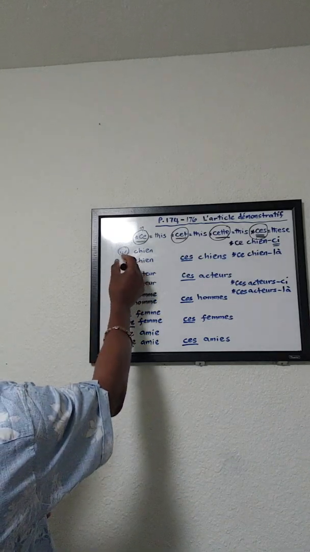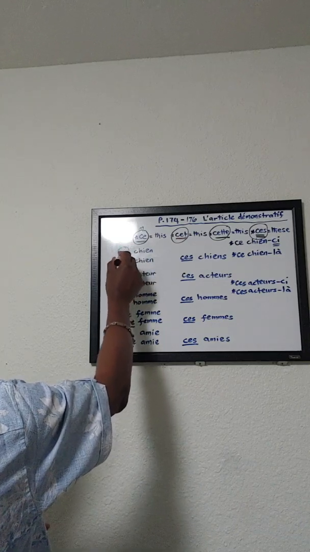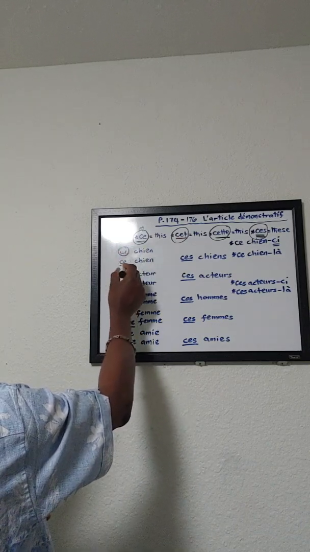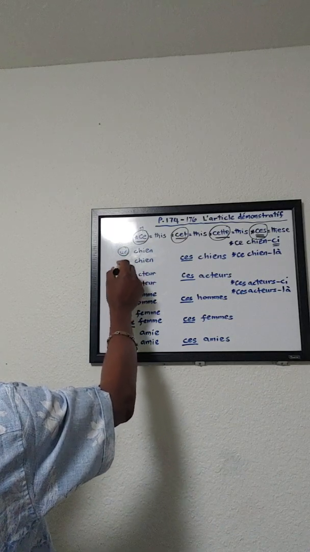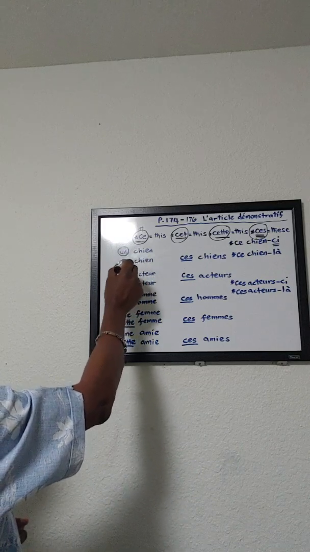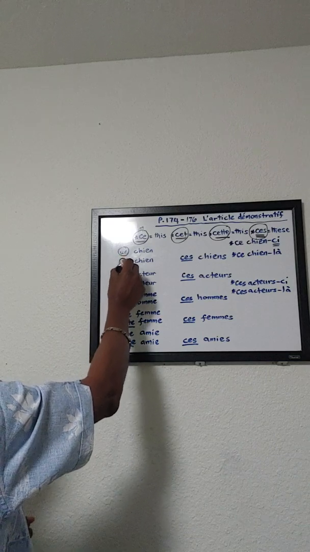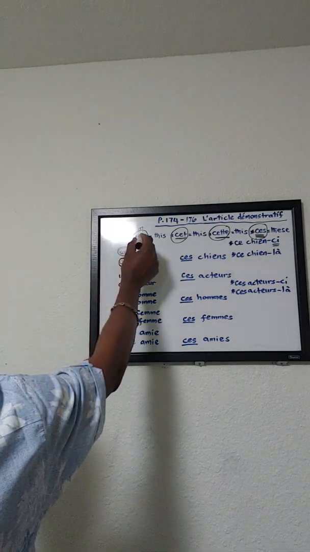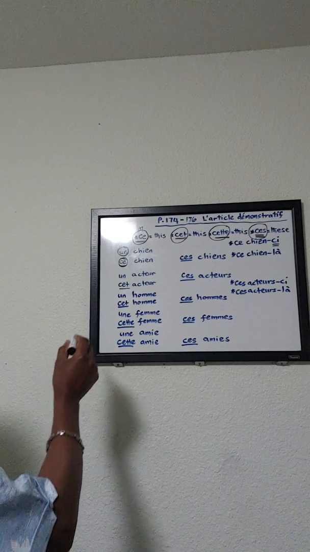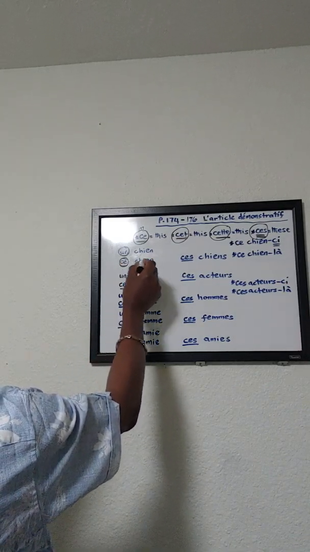So you want to say un chien, a dog. Here you change it a little bit. You want to say this dog. So the un will be replaced by this masculine demonstrative article. Then you say ce chien.